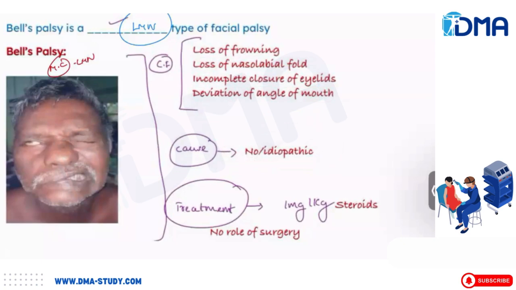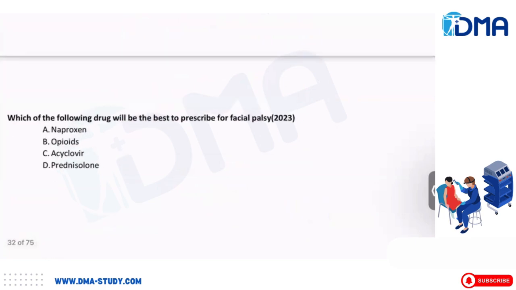What is the treatment you are going to give for Bell's palsy? 1 milligram per kilogram steroids, and there's no role for surgery. Bell's palsy is a very important discussion point. You should never forget: no role for surgery, you could give steroids. They have asked a question last year also.